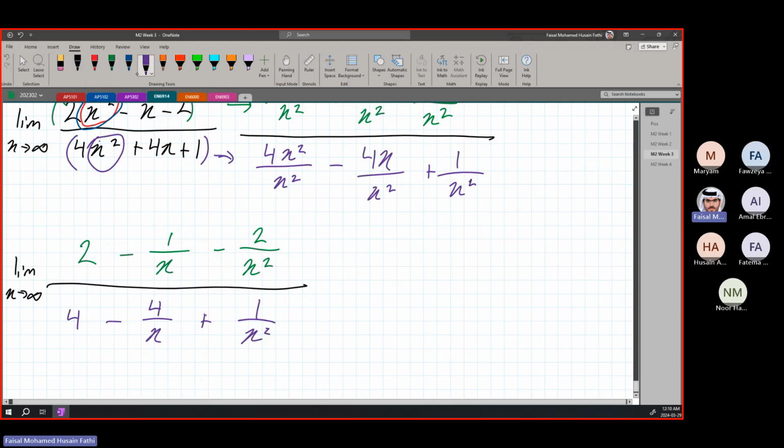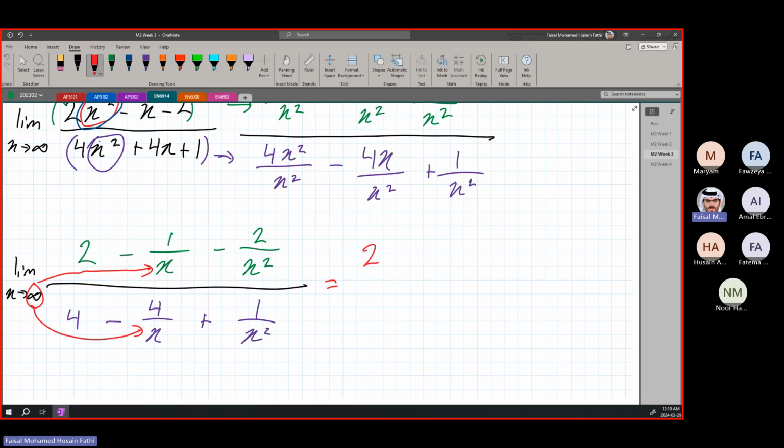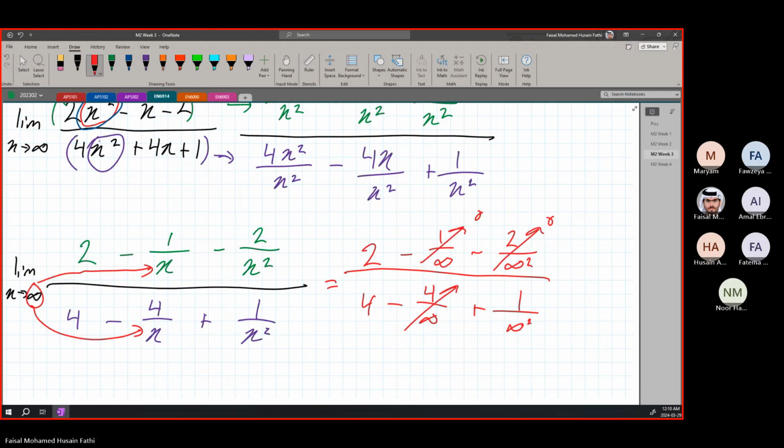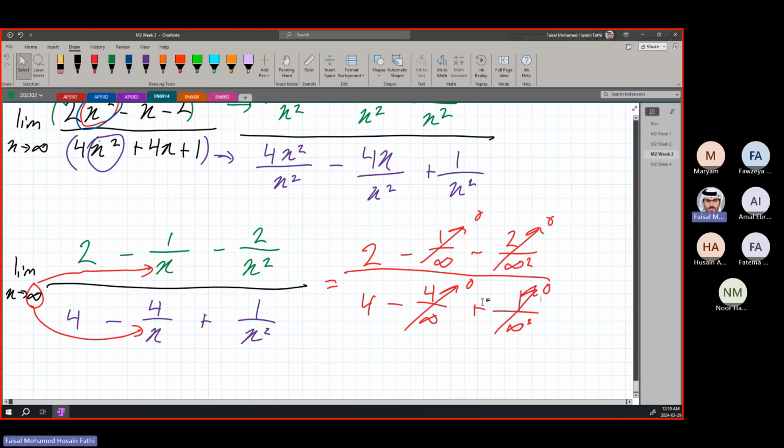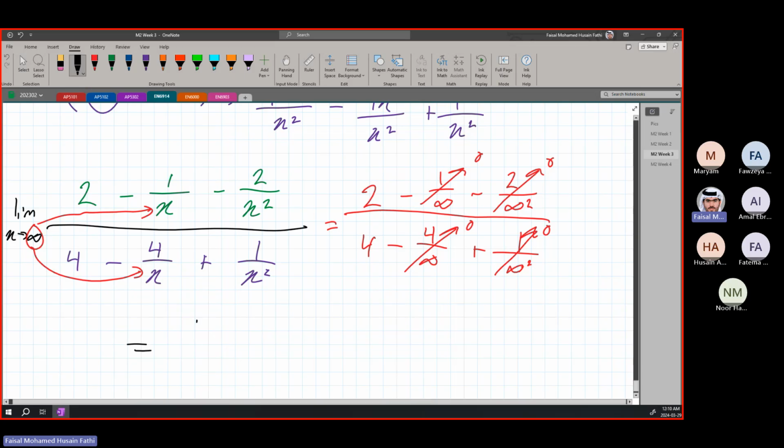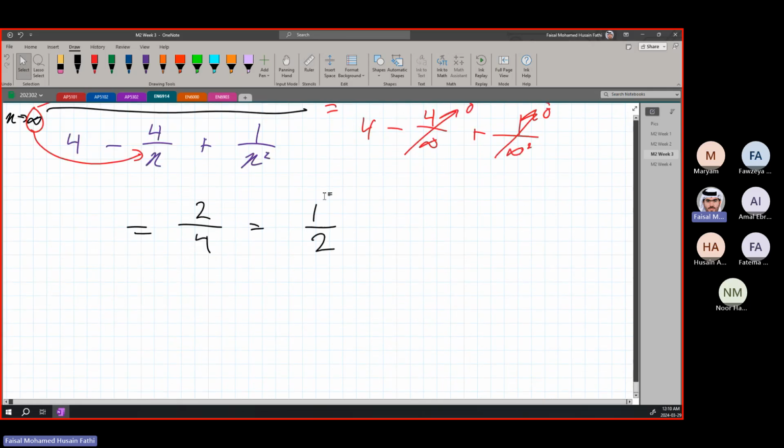So if we substitute infinity into the x's of this expression, we are going to get 2 minus 1 over infinity minus 2 over infinity squared, divided by 4 minus 4 over infinity plus 1 over infinity squared. We said 1 over infinity means 0. So these are all going to become 0, because any number over an extremely large number is going to be equal to 0. So this is going to be equal to 2 over 4, or simply half. So the limit as x tends to infinity of this function is equal to 1 over 2. That's the idea of how to solve with infinity.